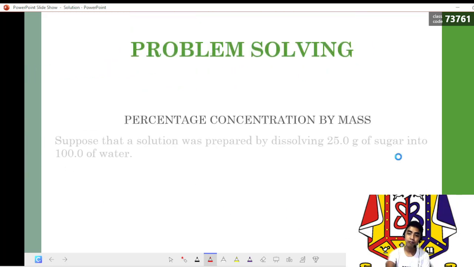Okay. For your quiz number 3, you're going to solve 3 problems. Now, I will give you a hint or clue on how to solve the problem. For number 1, suppose that a solution was prepared by dissolving 25.0 grams of sugar into 100 grams of water. It should be grams of water. Since there is no value or given of a solution, you need to what?